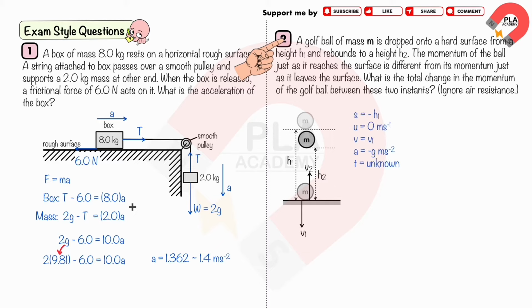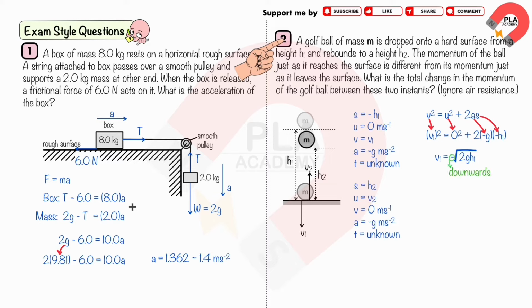When the mass m drops from rest to the hard surface, the displacement s equals negative h1, the initial velocity u equals 0, the final velocity v equals v1, the acceleration equals negative g, and time t is unknown. We use the equation v squared equals u squared plus 2as. Substituting v equals v1, u equals 0, a equals negative g, and s equals negative h1, we get the velocity v1 equals negative square root of 2gh1. The negative sign indicates downward.